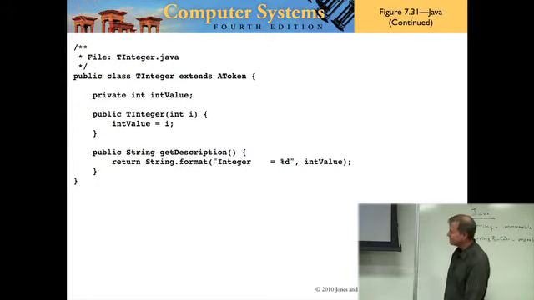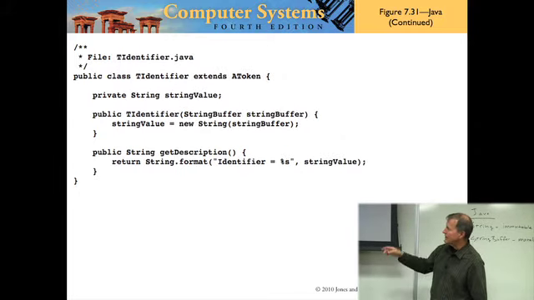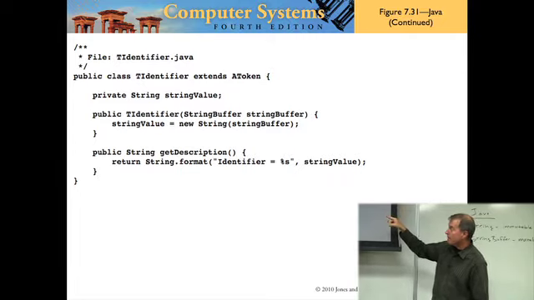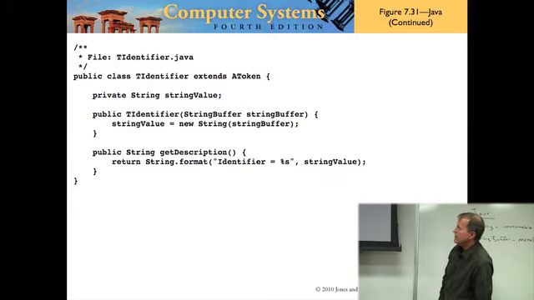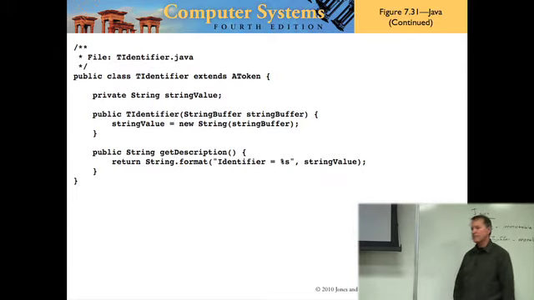Are we good? Okay, and here is T identifier. Its attribute is string value and its type is string. And look, what do we give it? A string buffer, which is mutable. This is public T identifier. Only we don't say string value gets string buffer. Why not? String value is a string, because the types are different.